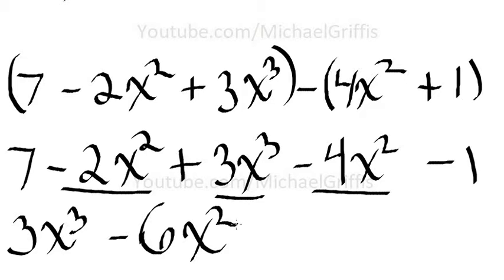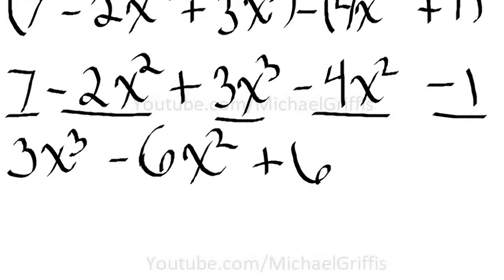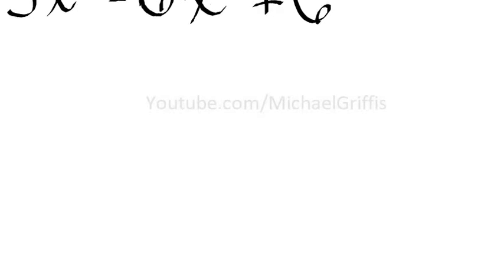Okay, what else we got? We got a 7 minus 1. Those are like terms. So 7 minus 1 is 6. All right.